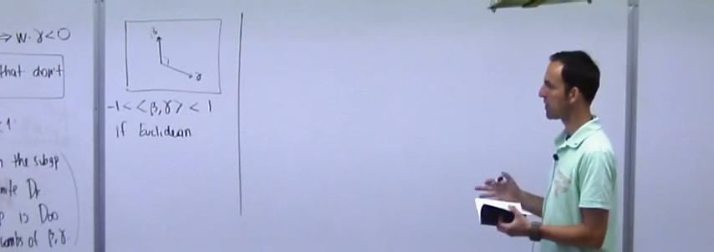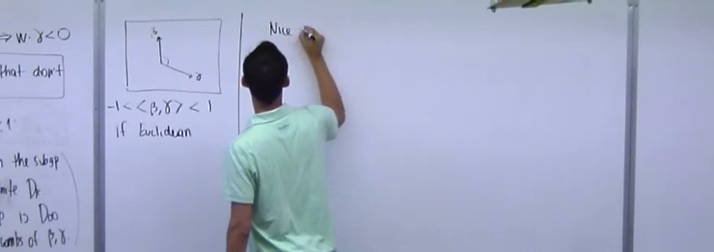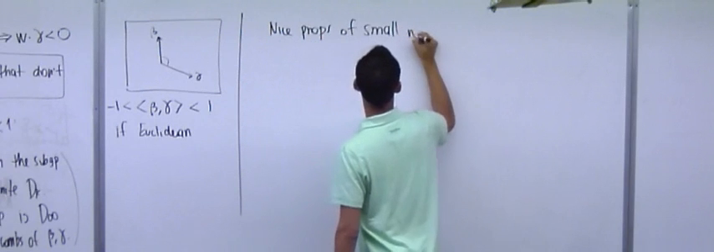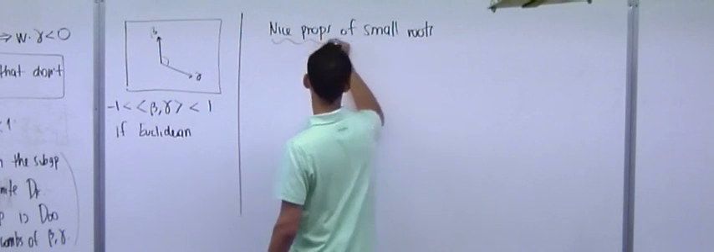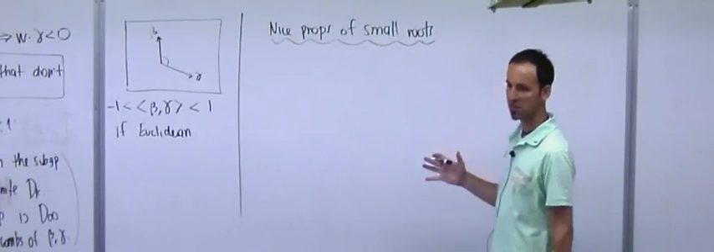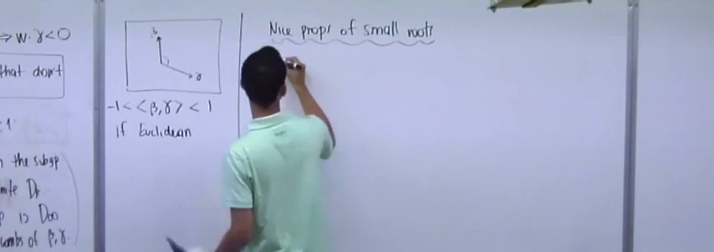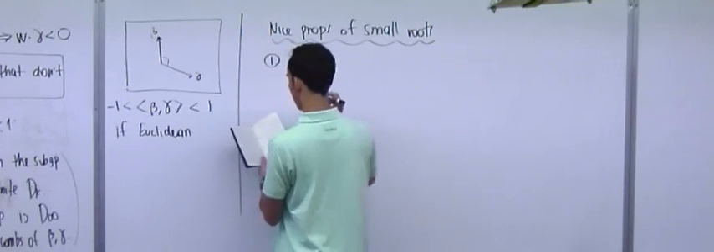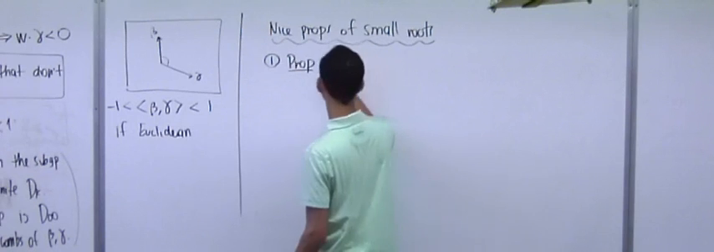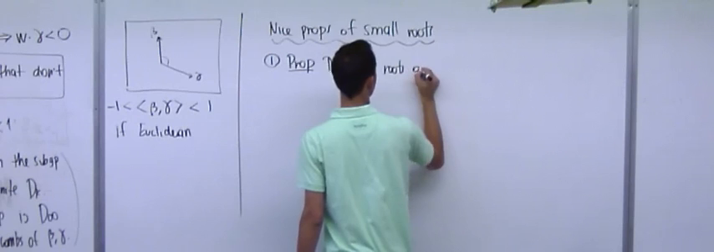So what I want to do today is give you some more properties of small roots. So nice properties of small roots. And I want to tell you two kind of useful propositions and then our main theorem on small roots. So the first nice property is the following proposition. The small roots are an order ideal.